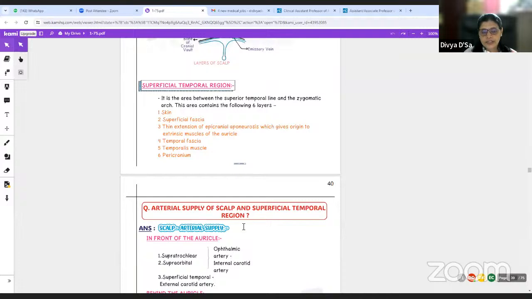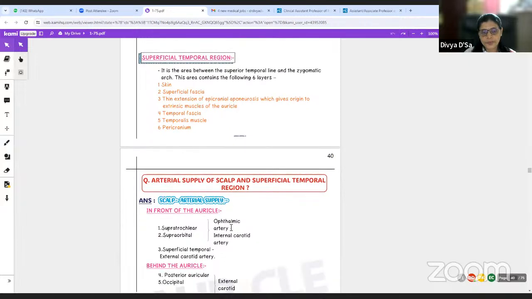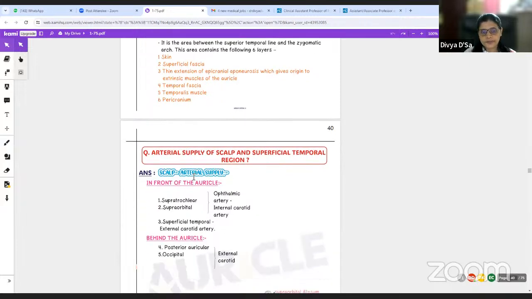So coming to the arterial supply of the scalp and superficial temporal region. Scalp anterior supply, so in front of the auricle. Basically, we divide the scalp into an anterior quadrant, which is in front of the auricle, and a posterior quadrant, by which we mean behind the auricle.